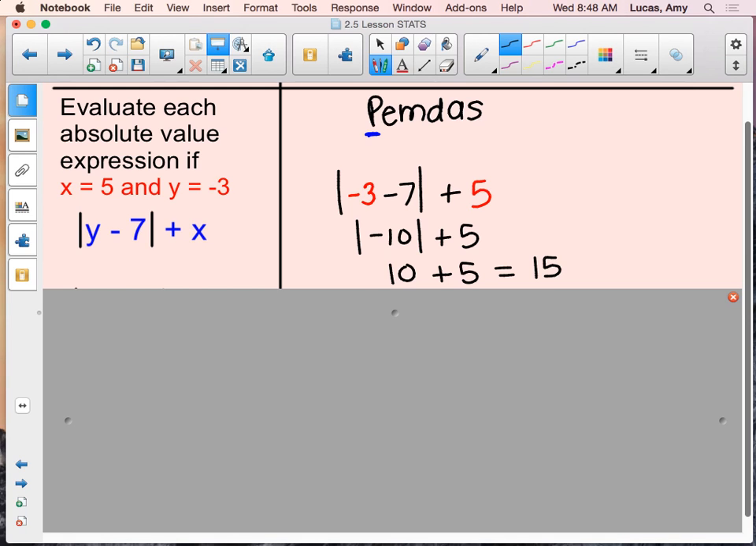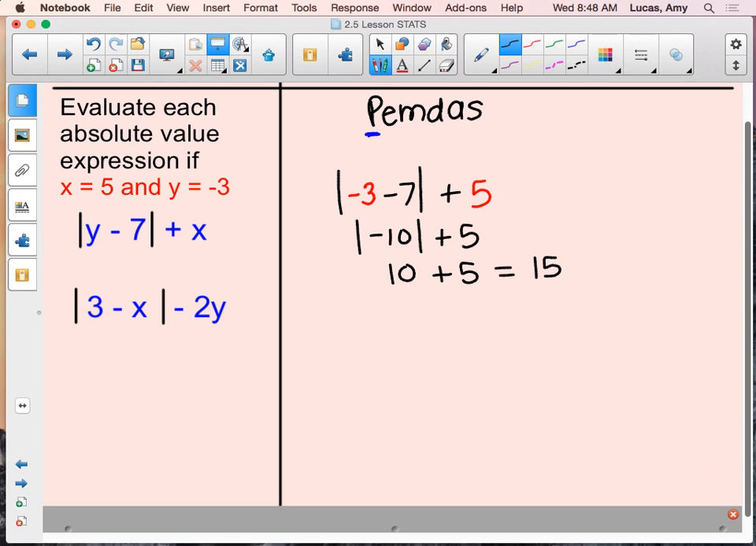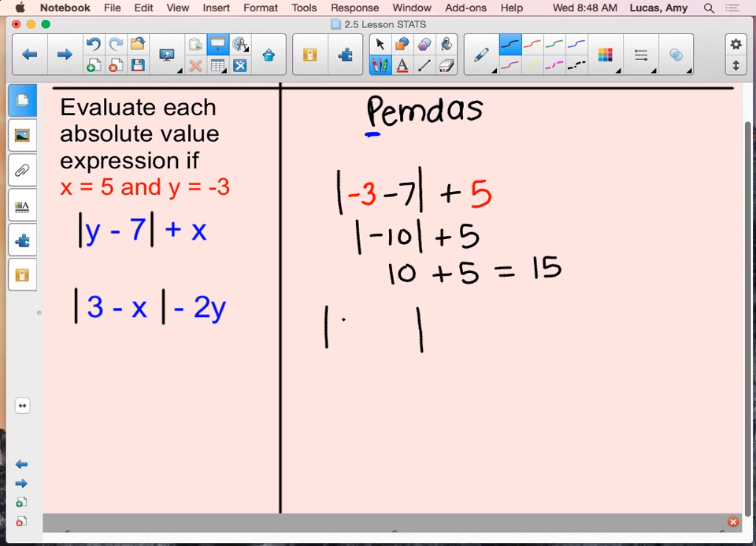Simplify inside of the bars, just like you do with parentheses, until there's one number left. Then take that absolute value. Okay, my next problem, I have 3 minus, and then x is 5, and then I have -2 times y. All right, so 3 minus 5 is -2. The absolute value of -2 is +2.